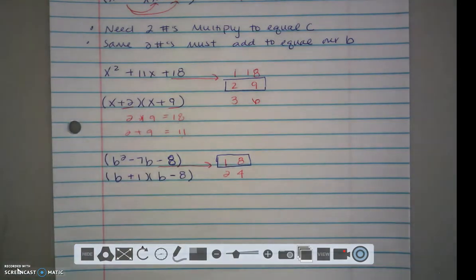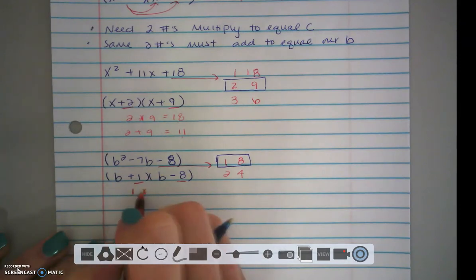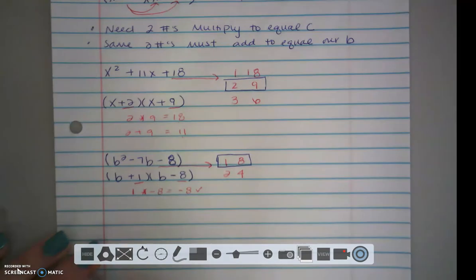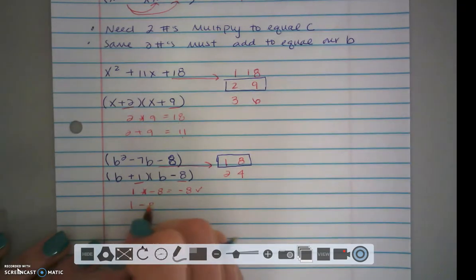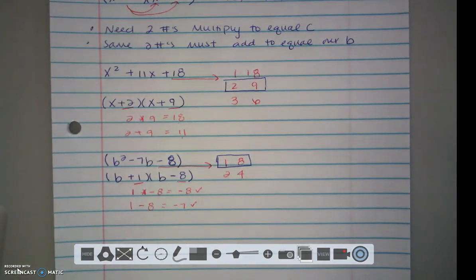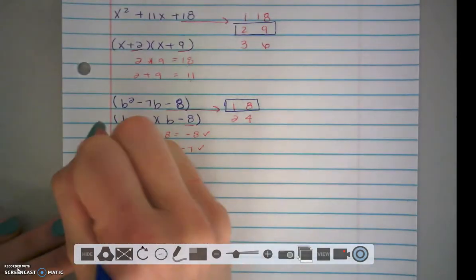But let's double check. 1 times a negative 8 does equal a negative 8, and 1 minus 8 does equal a negative 7. So we have successfully found our factors. One more, let's try it on your own and see how successful we can be.